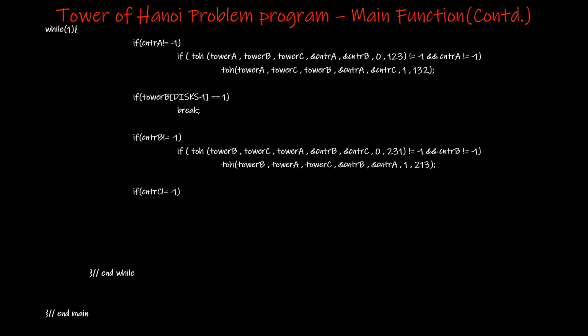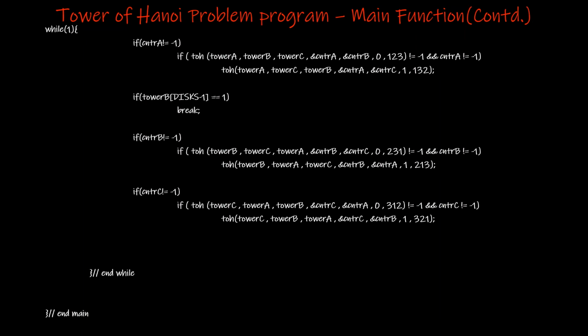After doing the transfer from B, we move on to tower C. We have to first check whether tower C is not empty, and that is why this particular condition. Then we call the TOH function with the source tower as tower C and destination as tower A. Again, the same condition: if there is a success in the transfer and tower C is not empty, we can call the TOH function again with the same source tower, that is tower C, but this time the destination is going to be tower B, right?